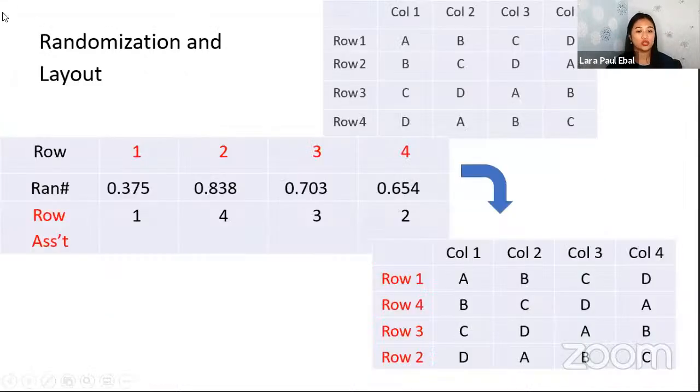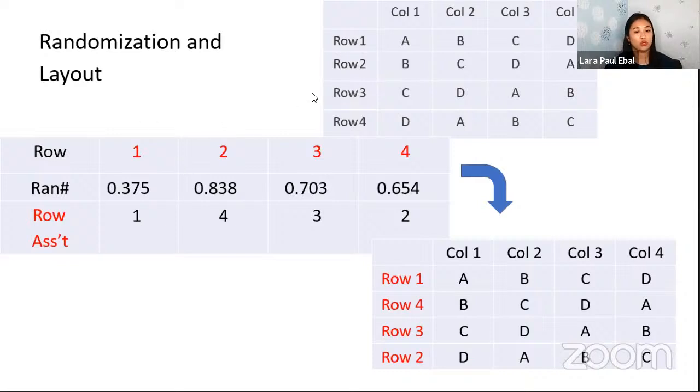So how do we illustrate that? First, we have this original layout, so there's no randomization involved yet. We have this arrangement of columns 1, 2, 3, 4, and then the rows 1, 2, 3, 4, and then the treatments A, B, C, D. As you can see, this is the original layout.